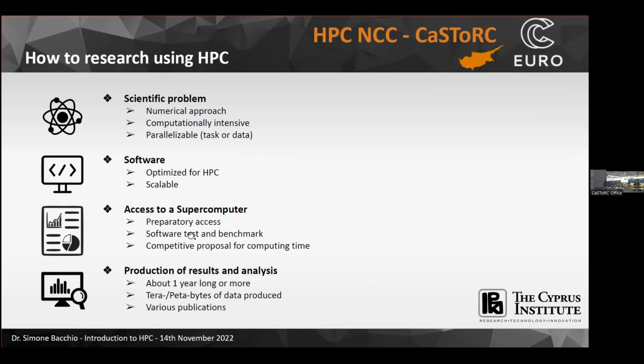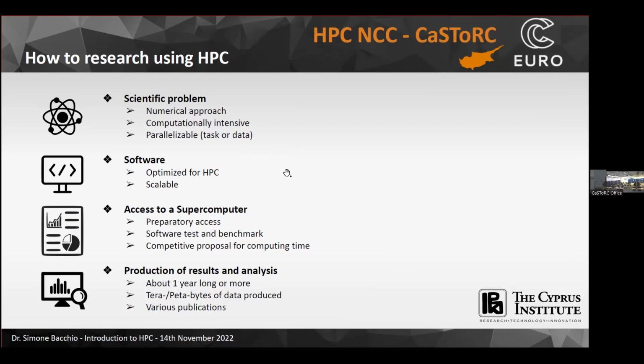Then, during this phase, you need to test your software and benchmark it, and write a proposal that is competitive. So your research, both from the scientific and computational point of view, needs to be competitive. Once you get computing time, then you need to produce results. Usually the computing time is for 1 year, and you have 1 year to run on this system, produce all your results, collect your statistics, analyze the data, and finally you can write publications on this data. So this is the process that all of us go through while using HPC resources.